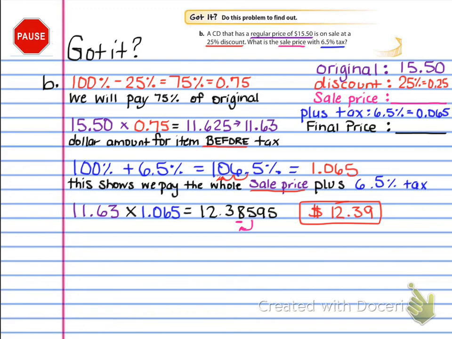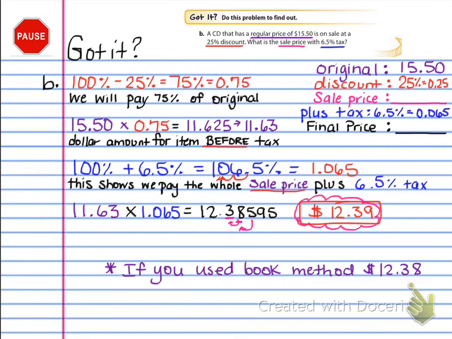If you did it the way the book does it, where you calculate the discount, subtract it, then you calculate the sales tax, and then you add it, if you did it that way, then because you rounded earlier on, you have $12.38 as your answer. So I went ahead and wrote a little note here on the bottom. If you use the book method, $12.38.